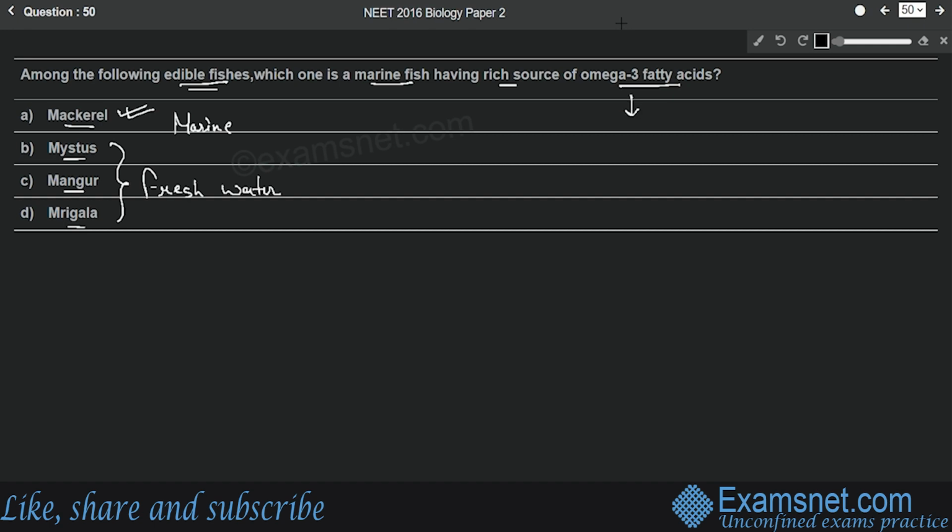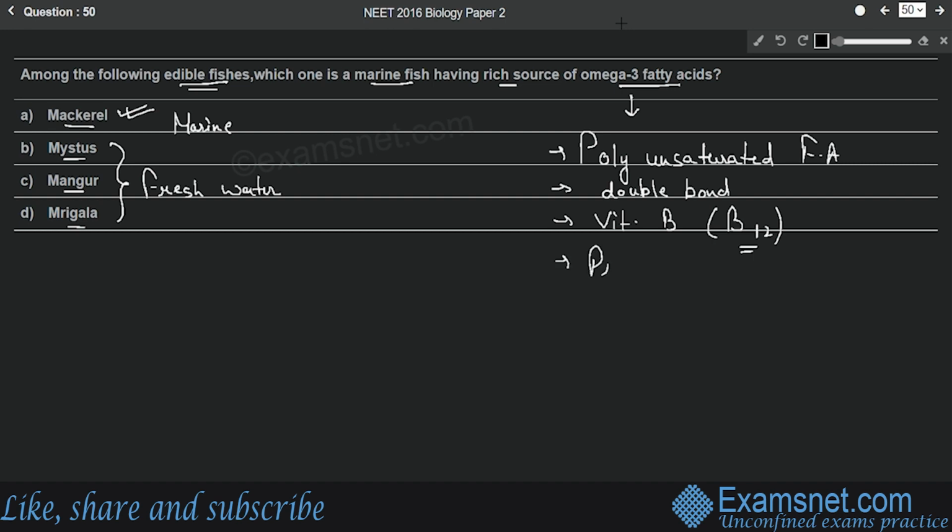And what is omega-3 fatty acids? Which kind of fatty acid is this? This is an example of polyunsaturated fatty acids, and it is characterized by a double bond. Now it is rich in vitamin B, and more particularly vitamin B12. This is found in abundant quantity. Other than that, proteins are also found in this. So the correct answer according to this question is option number A, mackerel. It contains omega-3 fatty acid.